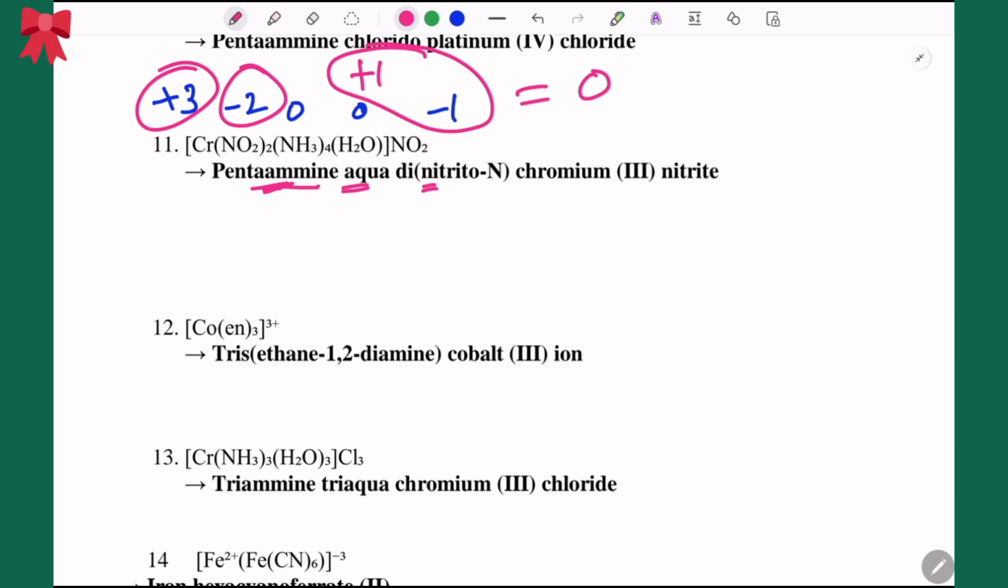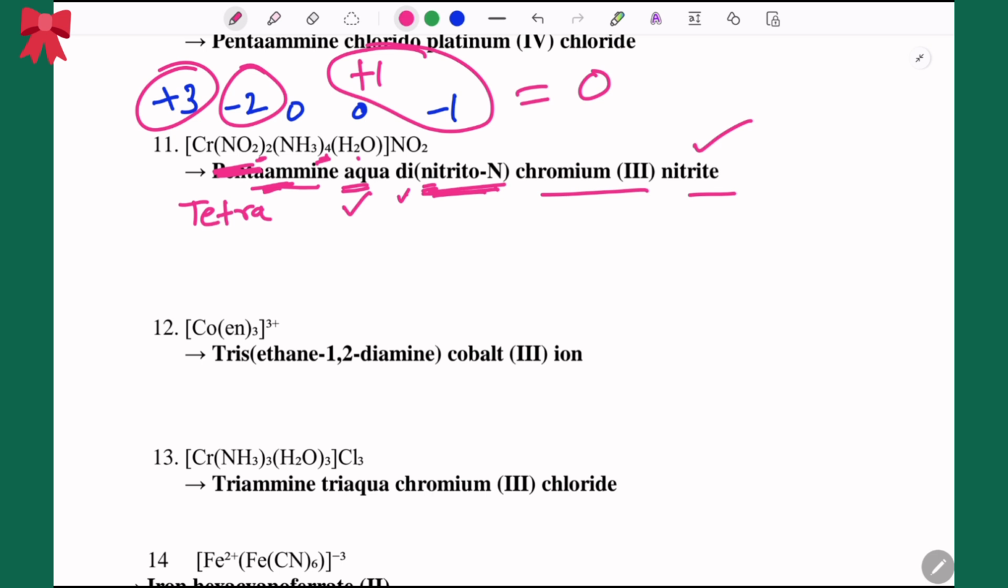So we have pentaamine. Now this cannot be pentaamine because we can see it's 4 times, so this penta will be removed. We will write tetraamine, then aqua, then di, because NO2 is 2 times, so dinitrito N, close the bracket, it has to be in the bracket, chromium 3 nitrite. Yes, NO2 is nitrite. Let's check whether what we have done is correct. Yeah, it's absolutely correct, because it is 2, 4, 5, 6, 7.